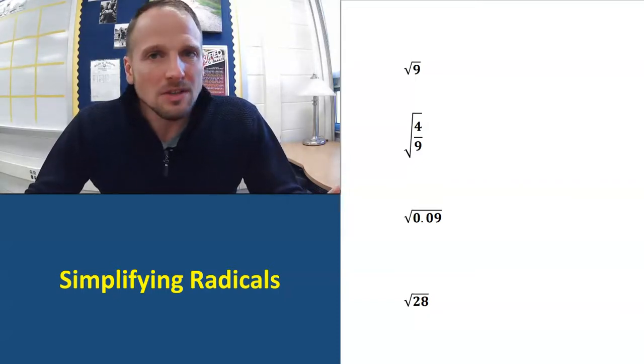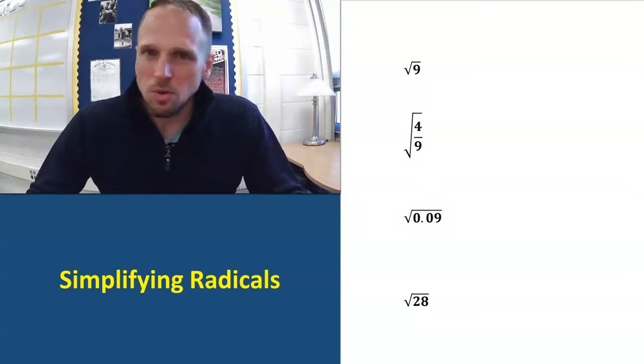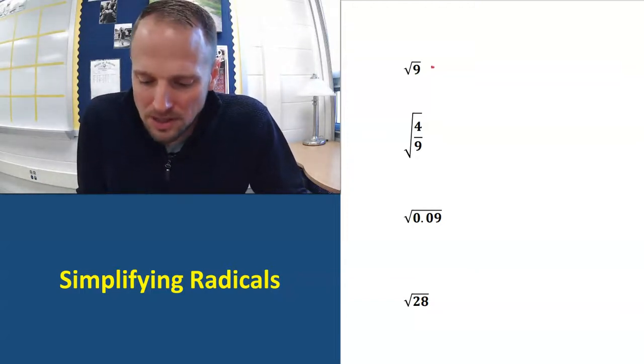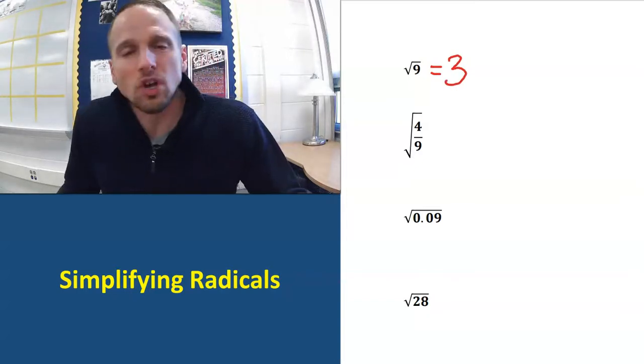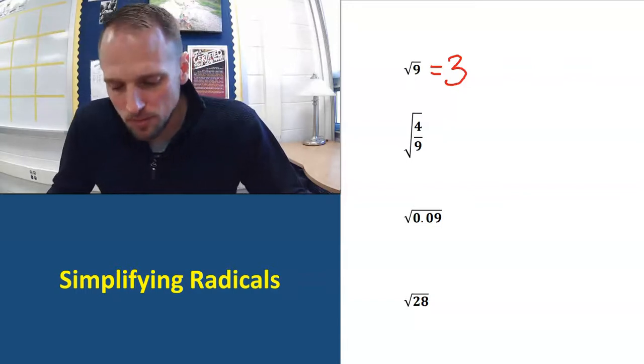Well, what that means is the square root means what number times itself is 9. Do you know what that is? What number times itself is 9? Yeah, 3 times 3 is 9. So the square root of 9 is just 3. Okay? All right, so let's look at the next one.